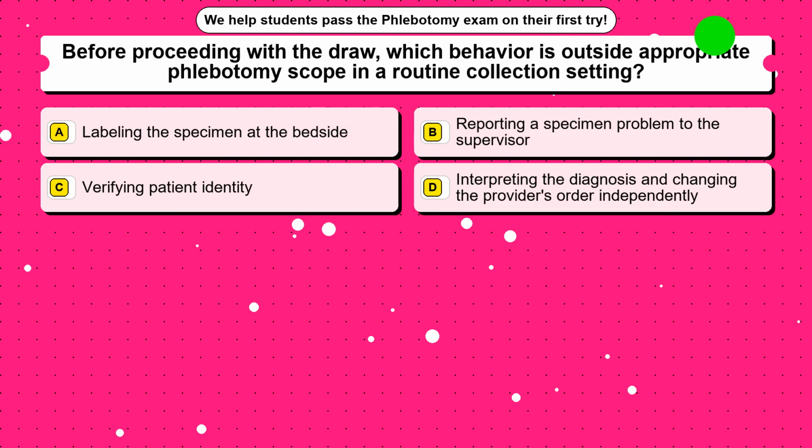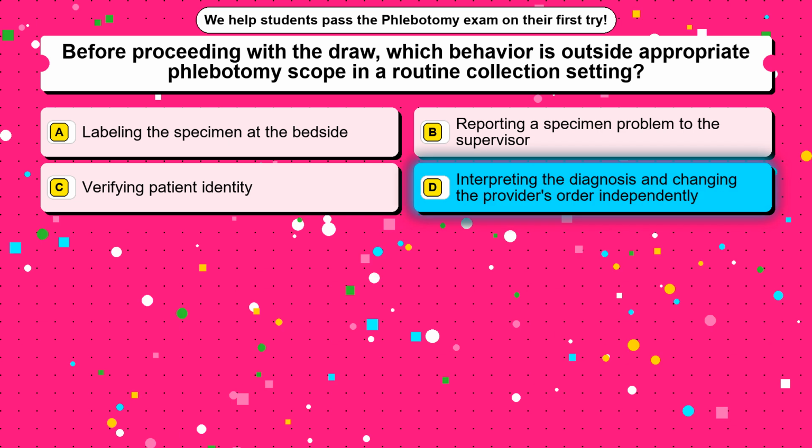Question 100. Before proceeding with the draw, which behavior is outside appropriate phlebotomy scope in a routine collection setting? Option A, labeling the specimen at the bedside. Option B, reporting a specimen problem to the supervisor. Option C, verifying patient identity. Option D, interpreting the diagnosis and changing the provider's order independently. The correct answer is option D. Interpreting the diagnosis and changing the provider's order independently.